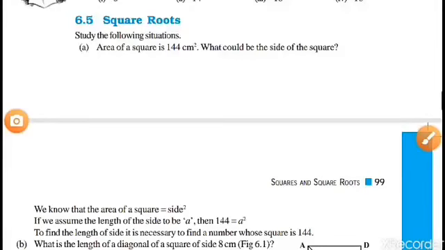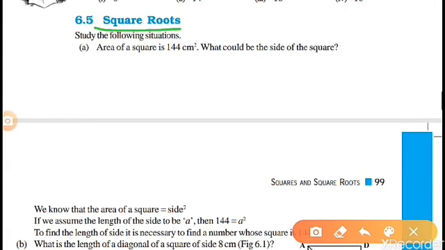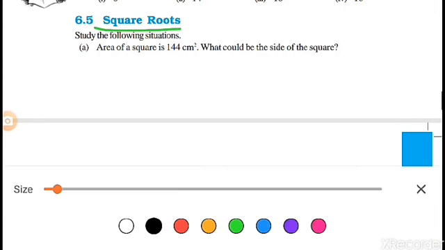Hi everyone, in this video we are going to discuss square roots. What are square roots and how to find them?